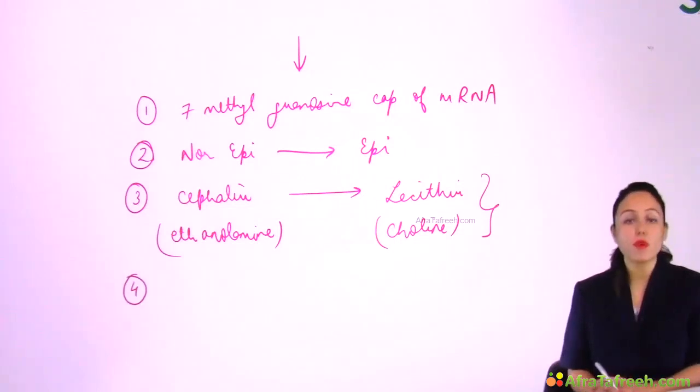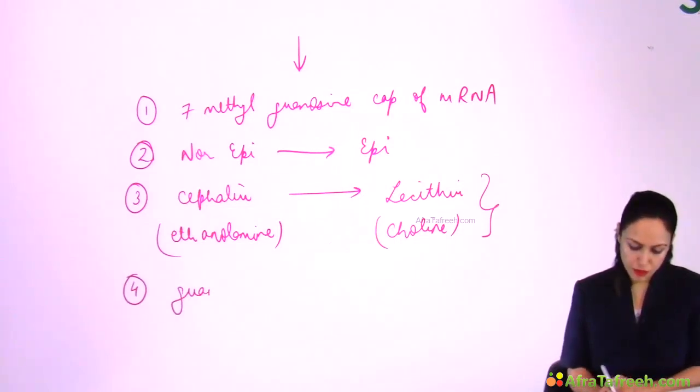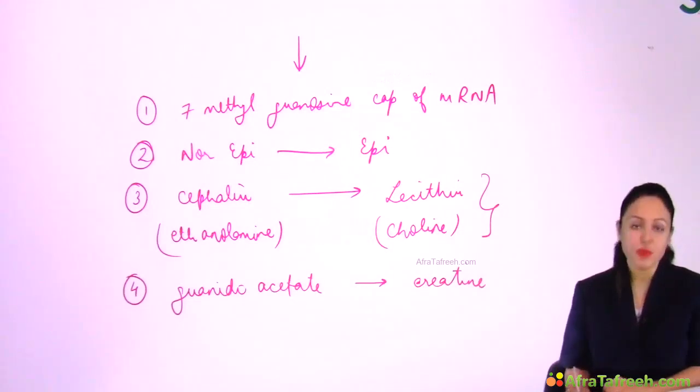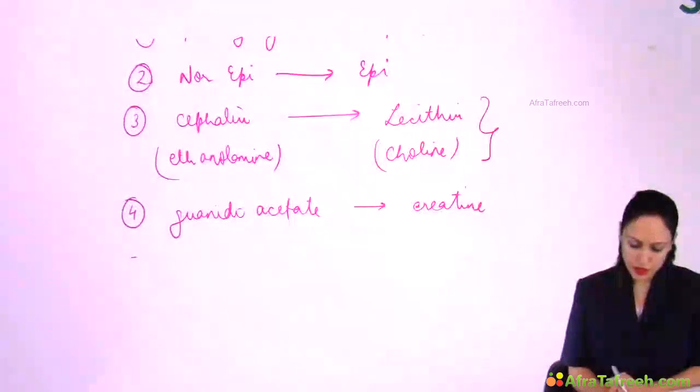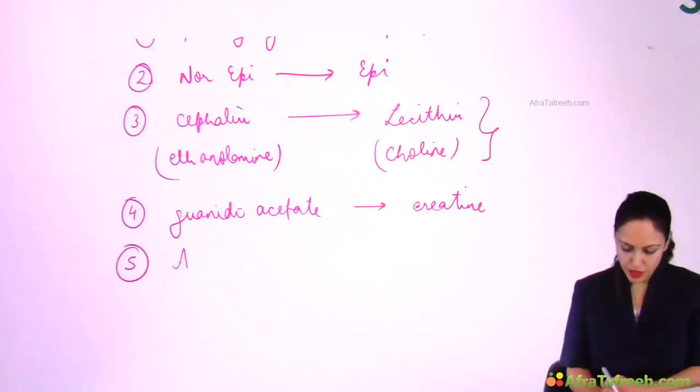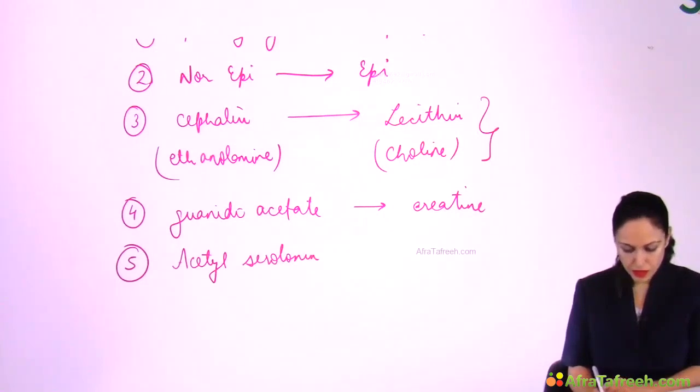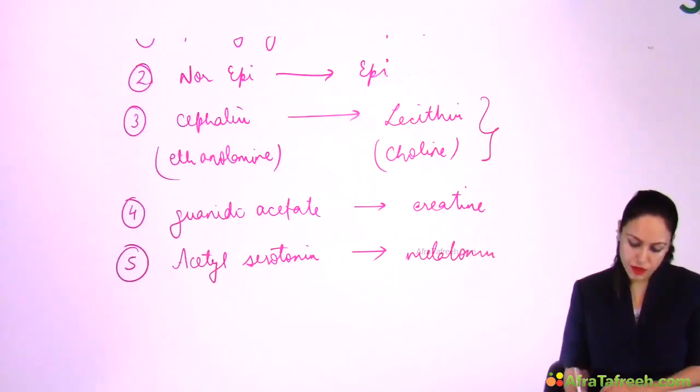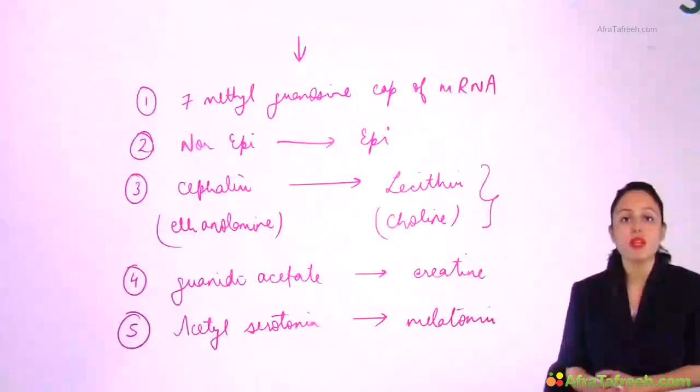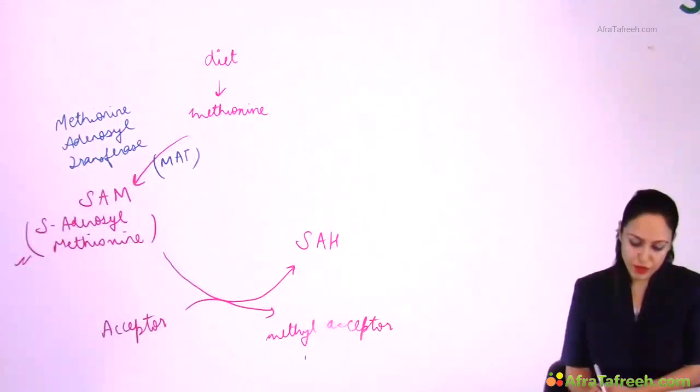Then fourth is in the formation of creatine from guanidoacetate. Creatine is formed. Here also methyl group is added by SAM. And the last and the fifth is acetyl serotonin. Acetyl serotonin will form melatonin. So these 5 reactions in body requires methyl group from SAM, right? Now let's continue in the word cycle.